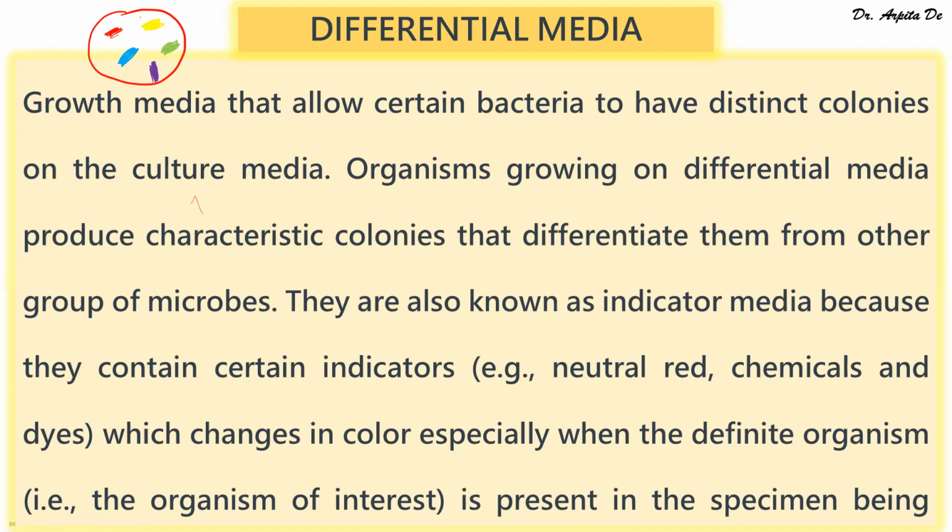And this is one. So by looking at it, you can understand this is different from this, this is different from this, this is different from this one, and this is different from this one. So by the very appearance of the colonies, you can understand that they are different. They produce characteristic colonies. Maybe the morphology is different, the color is different. They produce characteristic colonies that differentiate them from other groups of microbes.